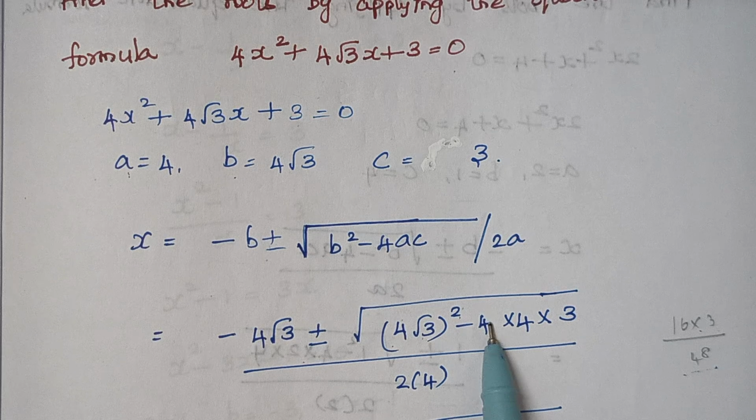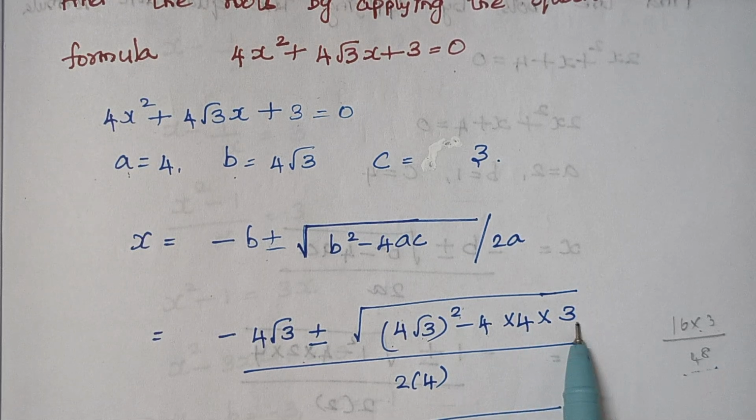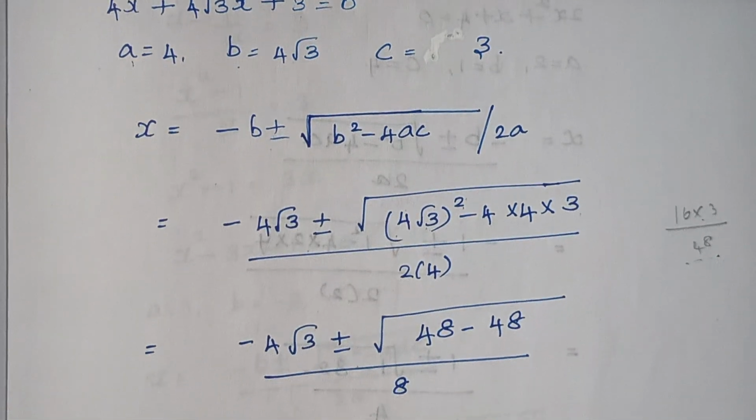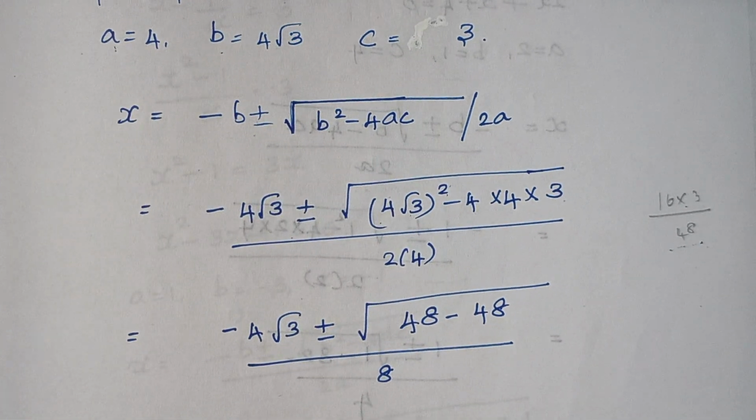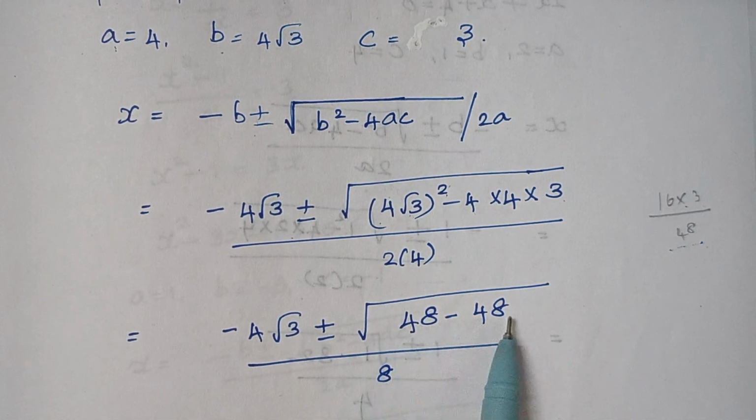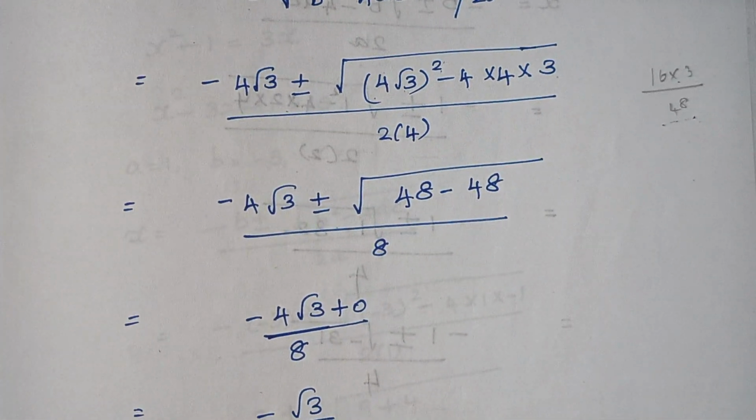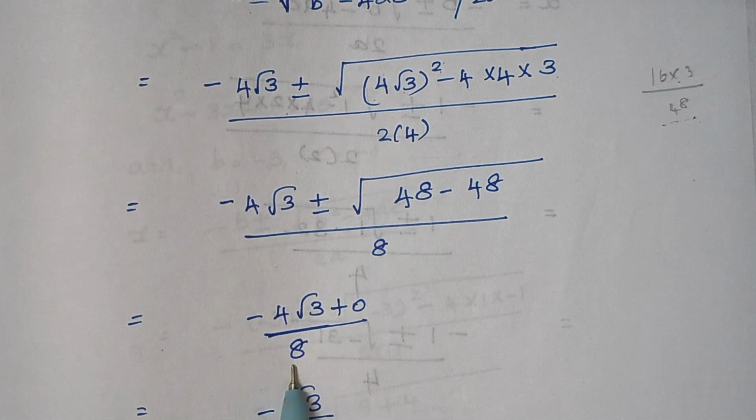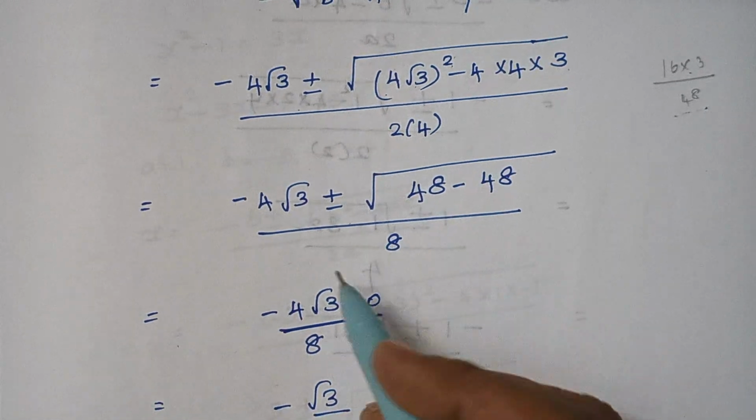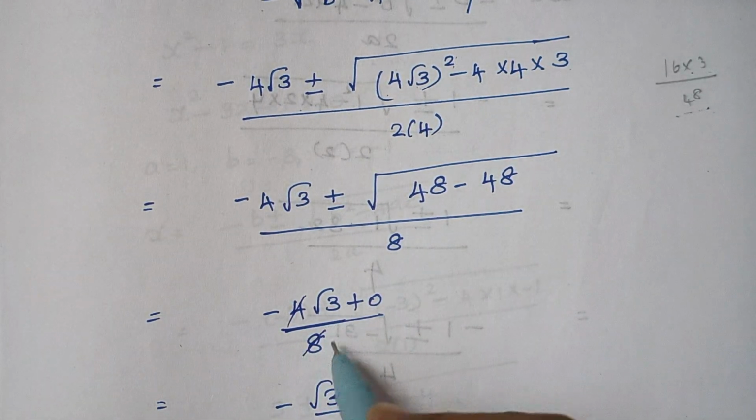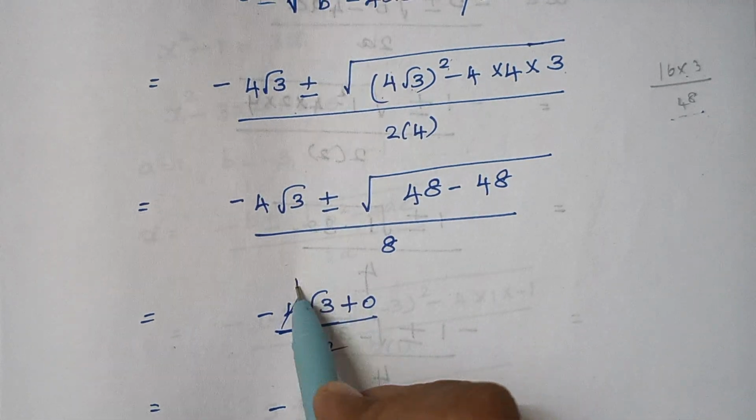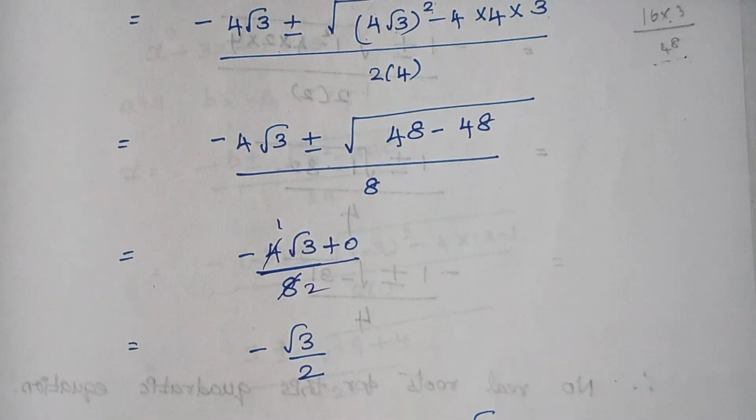So here, again, you see 4 4s are 16 and 16 3s are, again, we are having the same thing, again 48. So here it is minus 4 root 3 plus or minus square root of 48 minus 48 by 2 4s are 8. So here 48 minus 48 becomes 0. So here we will be having minus 4 root 3 by 8. So when you simplify, you see we can cancel this 4 and 8. So here we will be having minus root 3 by 2.